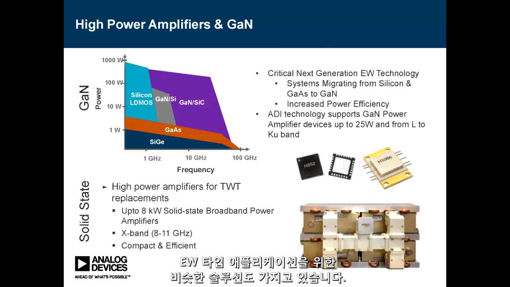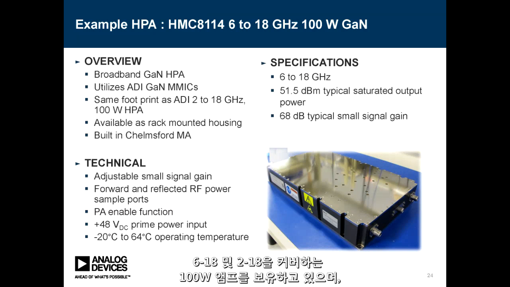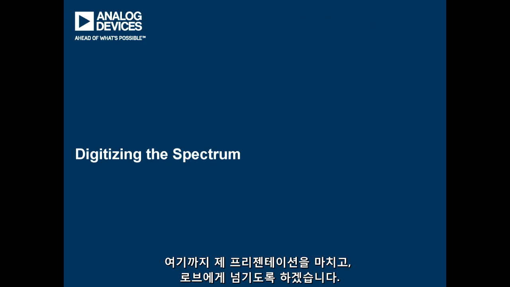We have similar things for EW type applications. We have 100-watt amplifiers that cover 6 to 18 and 2 to 18. Again, they would complement the down converter and give you a full system solution. So that's the end of my presentation, and I'll turn this back over to Rob.